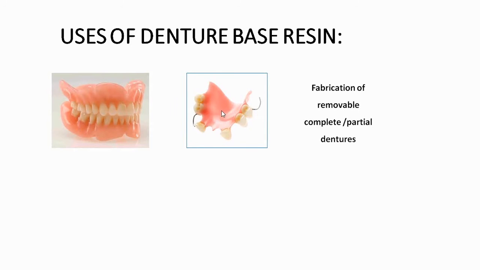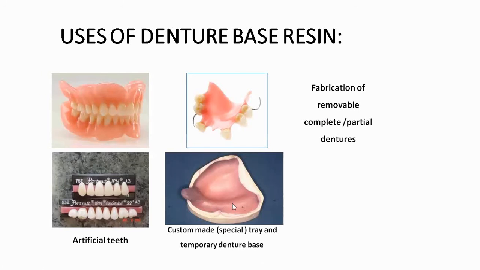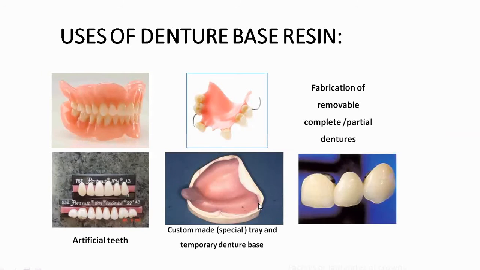Okay, so removable partial dentures are also made up of denture-based resins. Different types of denture-based resins. These are artificial teeth or acrylic teeth. Another thing you encounter when you fabricate a complete denture is the fabrication of special tray and temporary denture base. I think we have already made the temporary denture base, and that is also made up of denture-based resin.